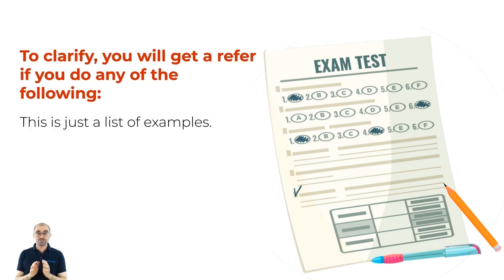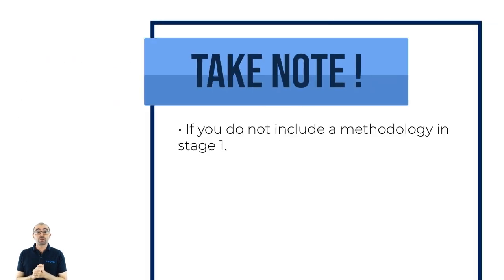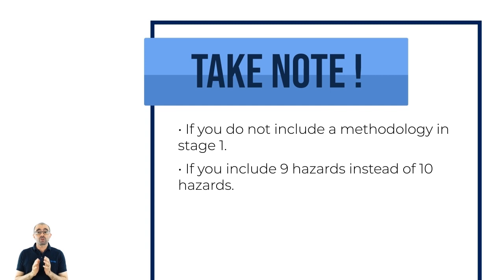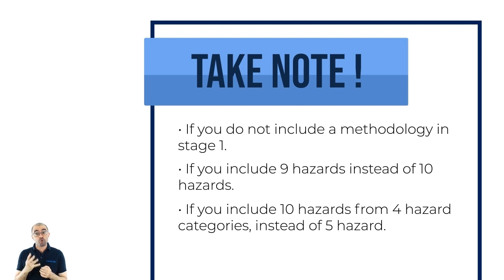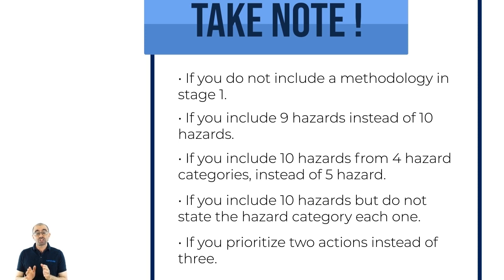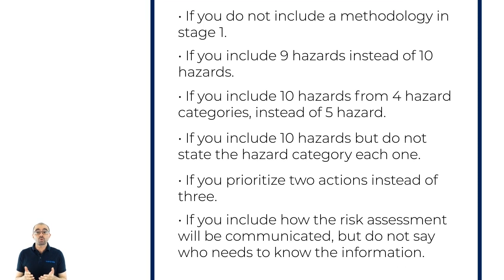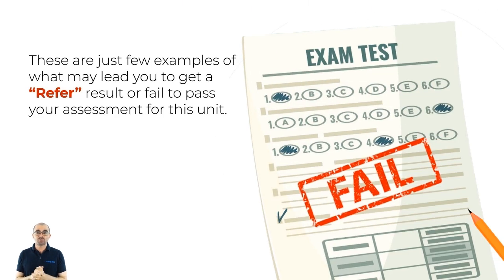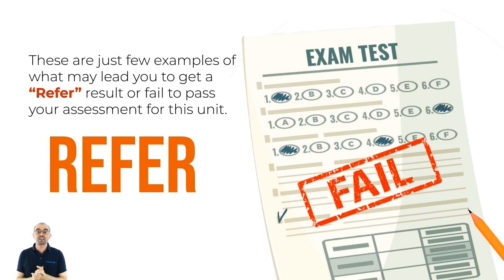This is just a list of examples. If you do not include a methodology in stage 1, for example. If you include 9 hazards instead of 10 in stage 2. If you include 10 hazards from 4 categories instead of 5 hazard categories. If you include 10 hazards but do not state the hazard category of each one. If you prioritize 2 actions instead of 3. Or if you include how the risk assessment will be communicated but do not say who needs to know the information, for example. These are just a few examples of what may lead you to get a refer result or fail to pass your assessment for this unit.